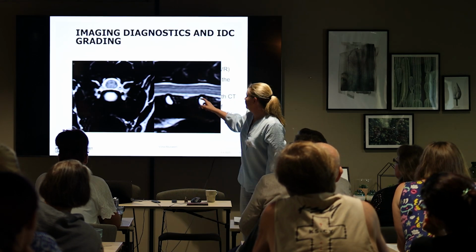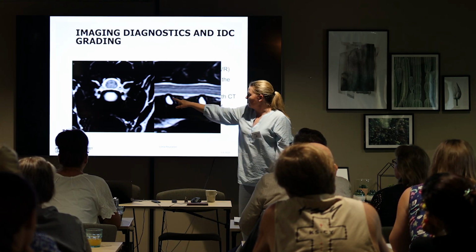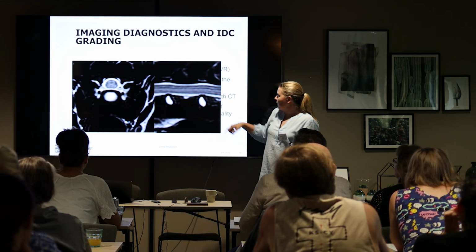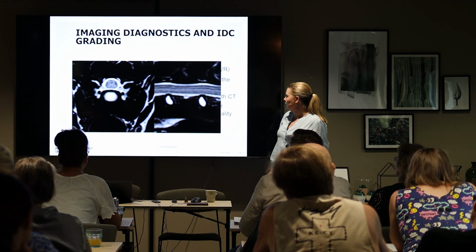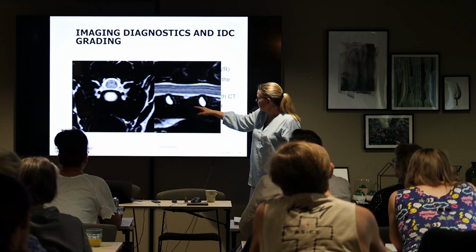And here is the sagittal image, and here is the spinal cord, and here are the IVDs, the normal white ones that we see in these T2 weighted images. And here is the vertebra.